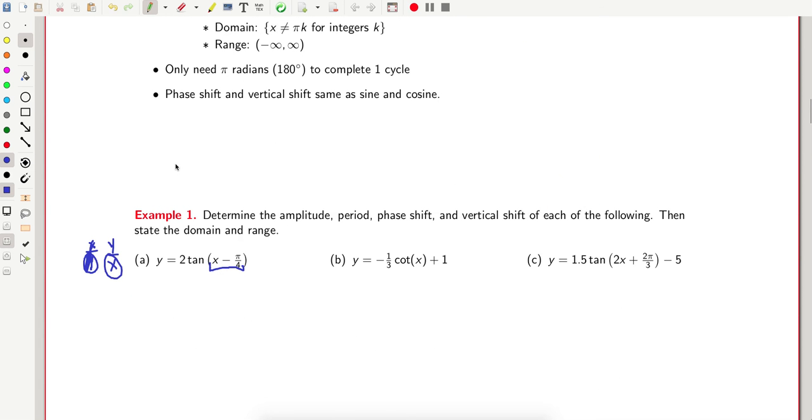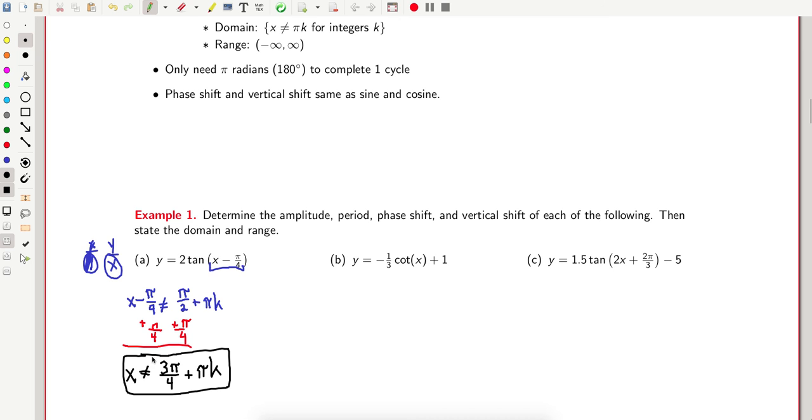So for this one, we're going to take the x minus pi over 4 and make it not equal to that pi over 2 plus pi times k. And we're going to solve for x. We're going to add pi over 4 to both sides, which is the phase shift to the right. So when you add the pi over 4 to both sides, that's when you shift it to the right. And let's see what we'll have. So we'll have x can't equal pi over 2 plus pi over 4, which is 3 pi over 4, plus pi times k. These are like terms, the pi over 2 and the pi over 4.